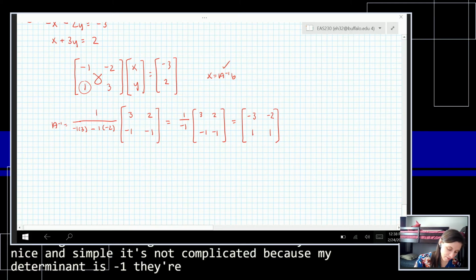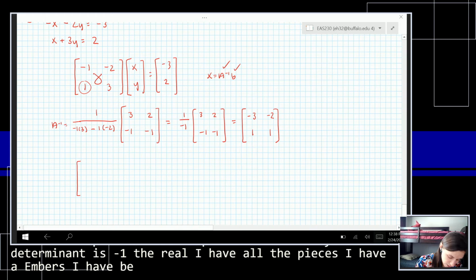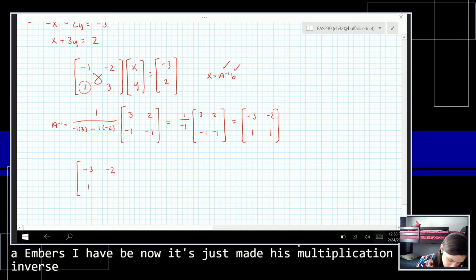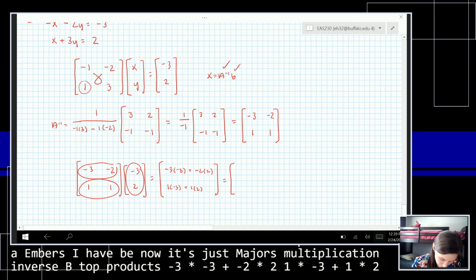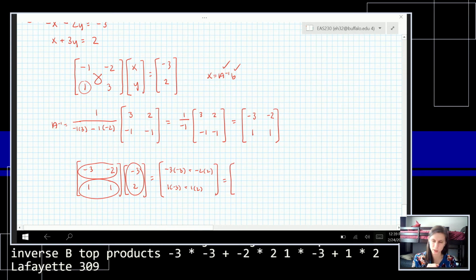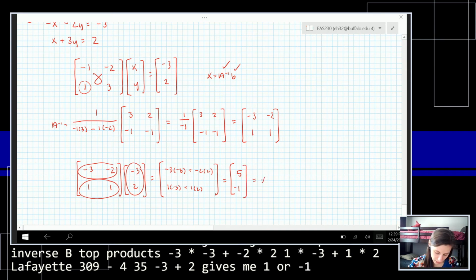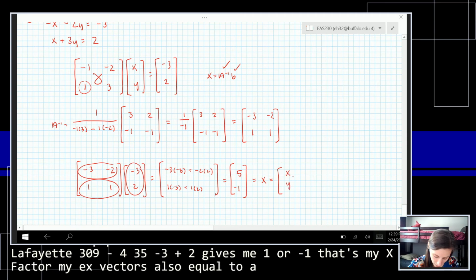There we go. I have all my pieces. I have A inverse, I have B. Now it's just matrix multiplication. A inverse, B. Dot product. Negative 3 times negative 3 plus negative 2 times 2. 1 times negative 3 plus 1 times 2. Multiply that through. 9 minus 4 gives me 5. Negative 3 plus 2 gives me negative 1. That's my x vector. My x vector is also equal to x, y. So that means x is 5 and y is negative 1.